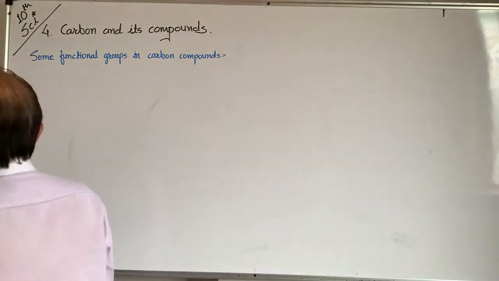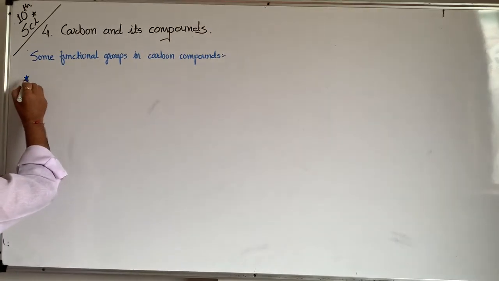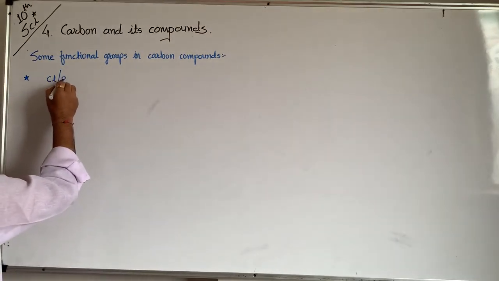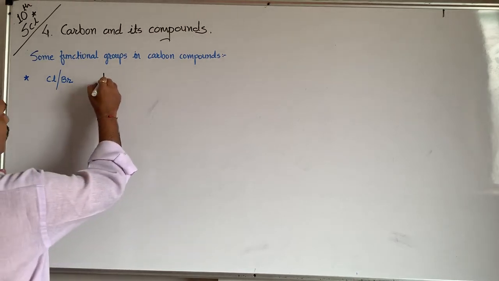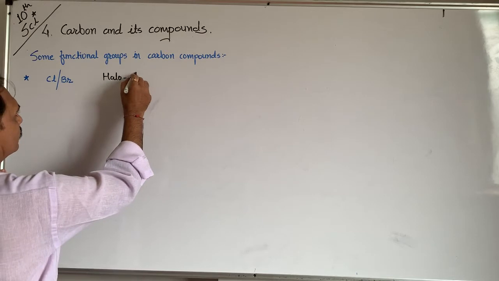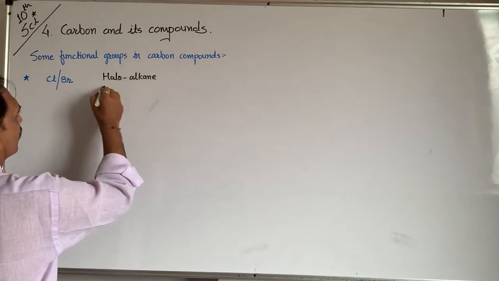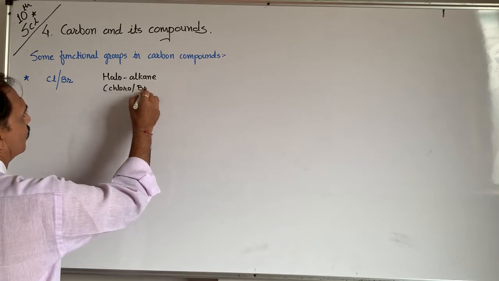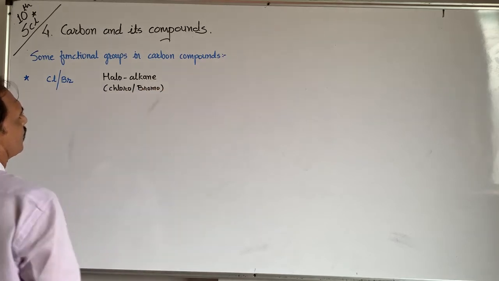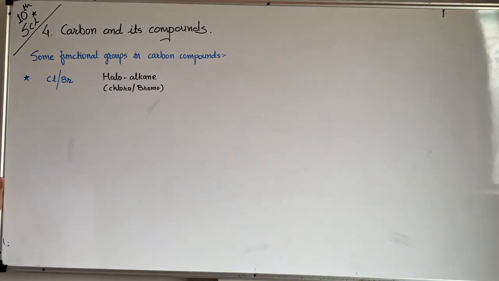As for example, first, chloro and bromo, meaning chlorine and bromine. Chloro and bromo are called halogens. Alkanes with halogens are called haloalkanes, with the prefix chloro or bromo. If you substitute chlorine or bromine, then you will get a new compound.